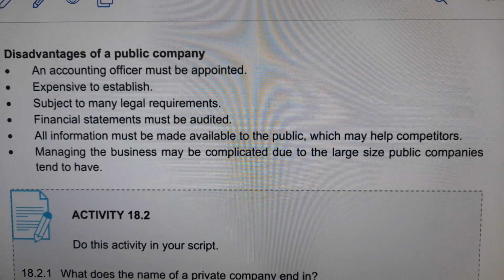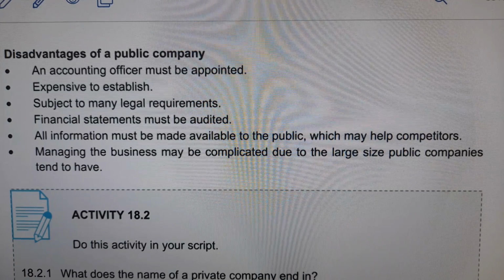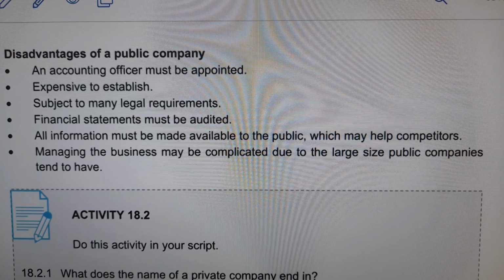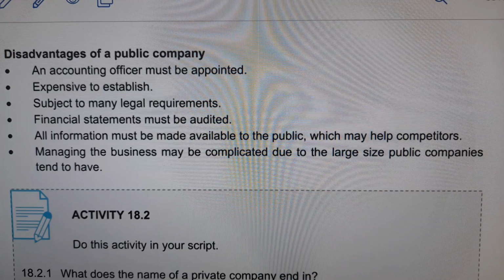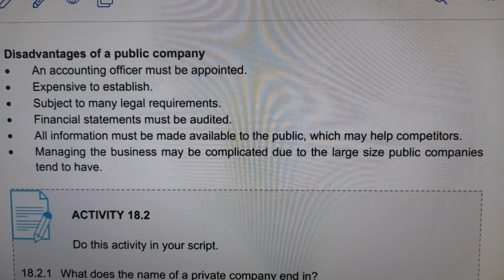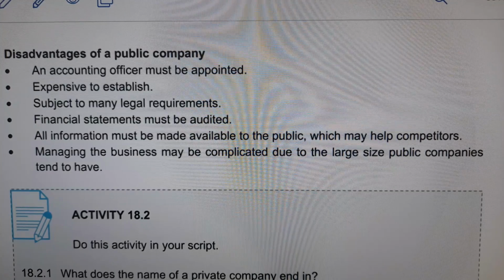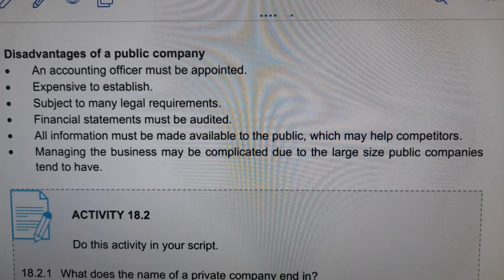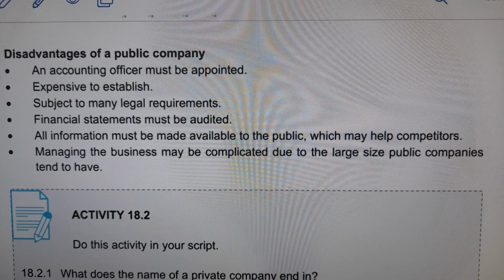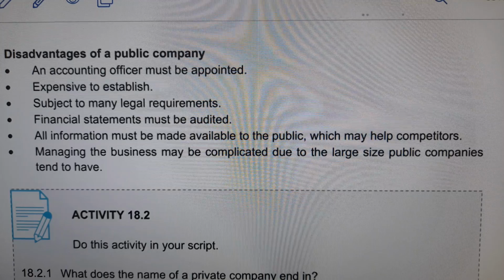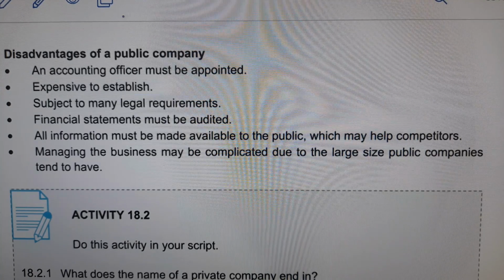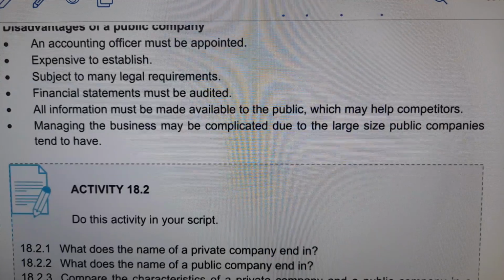That brings us to the end of the 5 forms of ownership. The first one is sole trader, second one is partnership, third one is closed corporation, fourth one is private company, and fifth one is public company. Now you do the same as we did with the first 2. You study these 3. You know the definition for each, you know the 3 characteristics for each, you know 3 advantages for each, and you know 3 disadvantages for each.